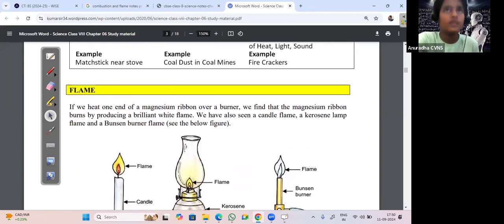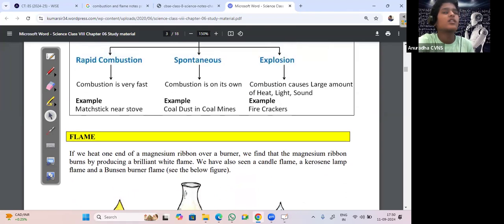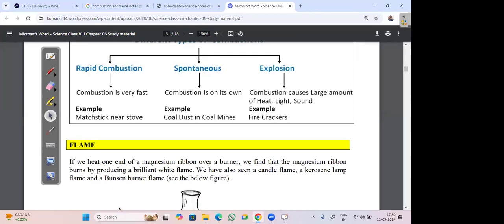Sir, I just now checked on Google, sir. It is red phosphorus. Okay, it's red phosphorus. Anyways, I thought it was yellow phosphorus. Yeah, it's red phosphorus. Got it. So why is red phosphorus generally used? I think it's because the red phosphorus has its ignition temperature a little higher than the yellow phosphorus.